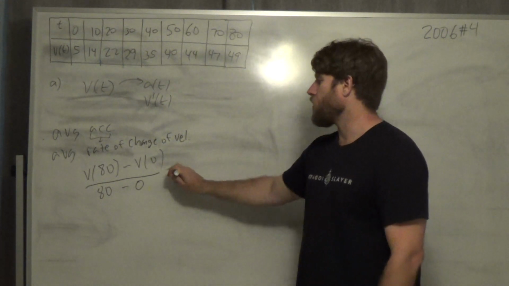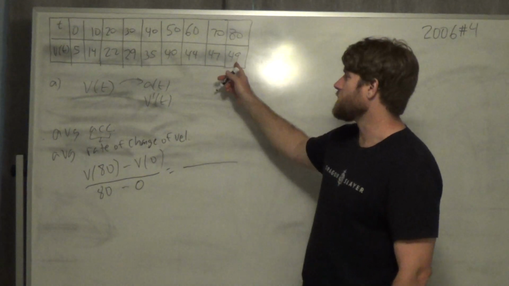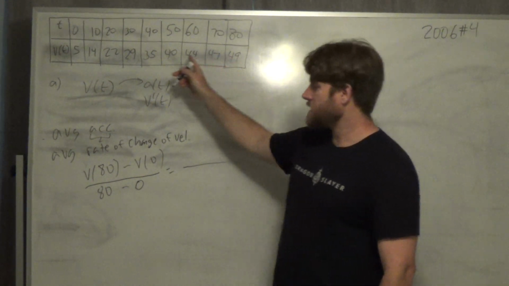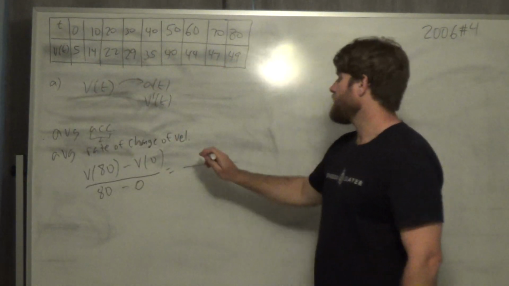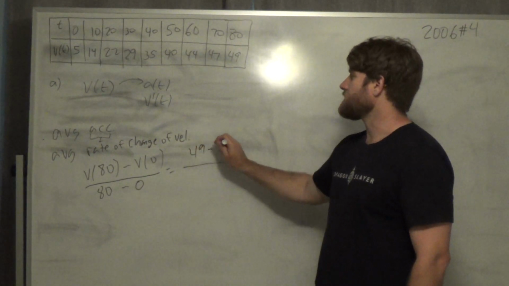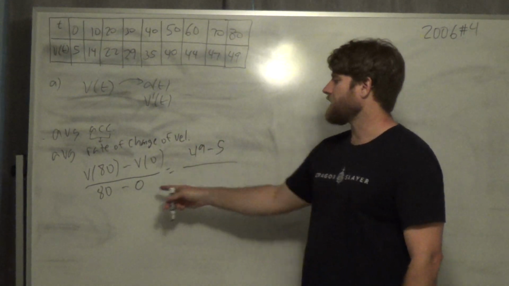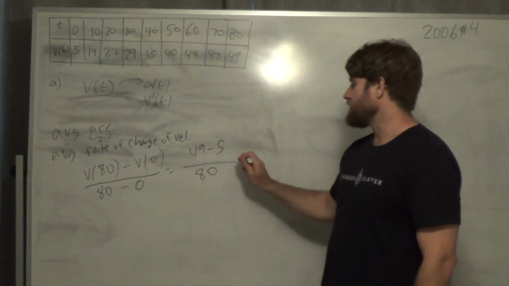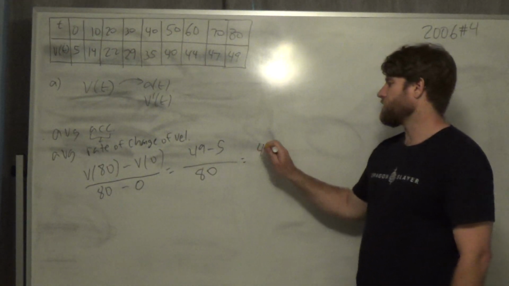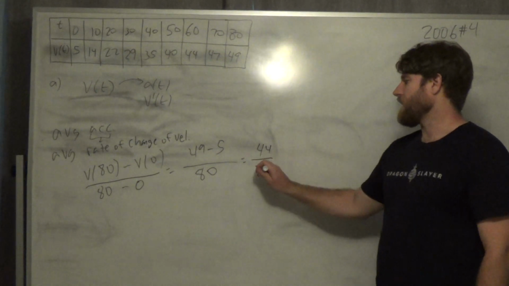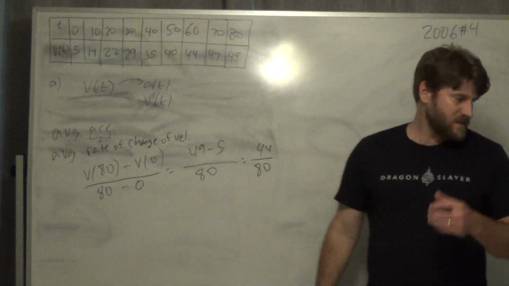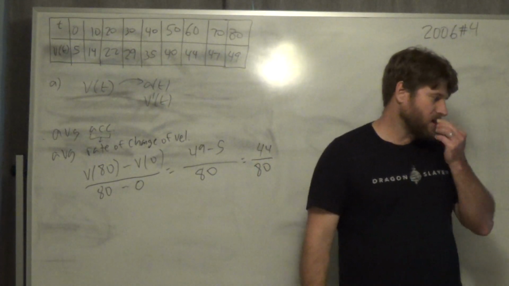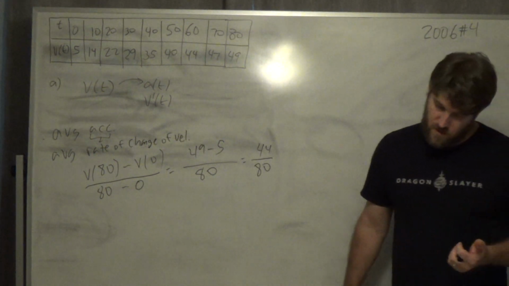So we're going to subtract the y's on top. The y's are down here, so we have 49 and 5. So we have 49 minus 5, and then the time on the bottom, 80 minus 0, is simply 80. If you want to simplify this, you can. That is 44 over 80, which simplifies all the way to 11 over 20, but there's no need to.